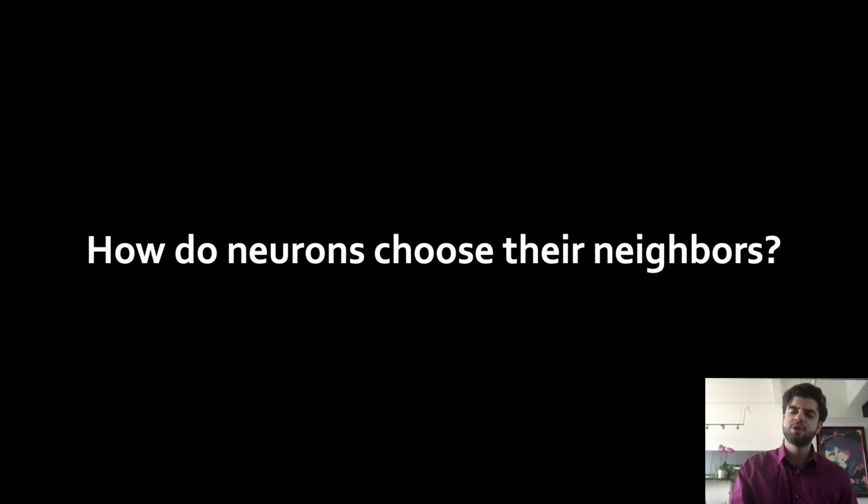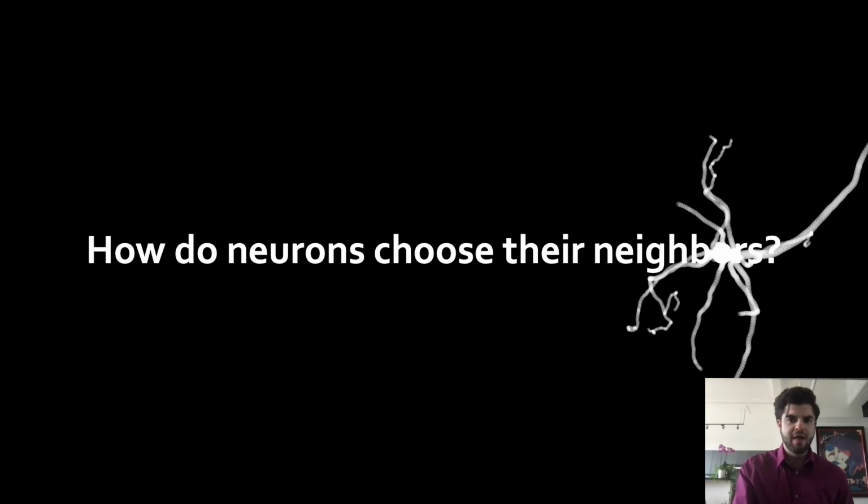We want to ask the question, how is the brain wired? What are the rules that determine how a neuron connects to other neurons? These are some of the fundamental questions of neuroscience, and an enormous amount of research has gone into answering them.